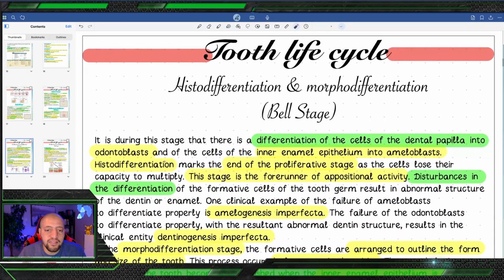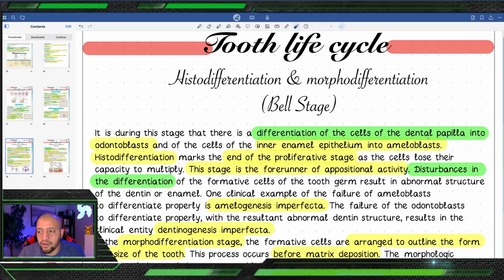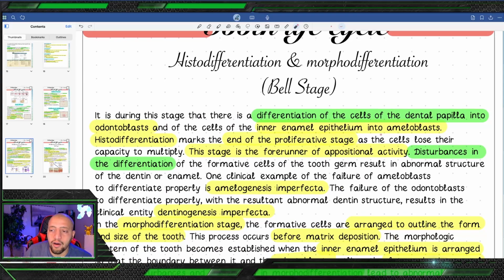It is during this stage that there is a differentiation of the cells of the dental papilla into odontoblasts and of the cells of the inner enamel epithelium into ameloblasts. So now we have the enamel organ. At this bell stage, histo and morpho together, we are going to form odontoblasts and ameloblasts. So the question here is, which one is going to be formed first? Think about this. If I tell you ameloblasts will give the first layer of enamel, then the first layer of enamel will be resting over dentin, which didn't form yet.